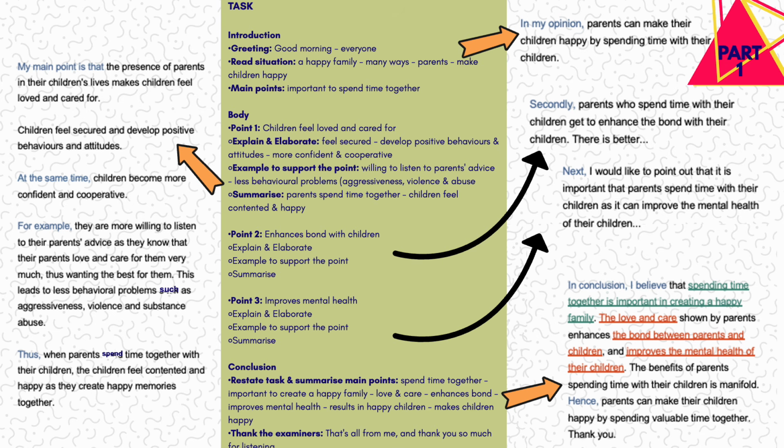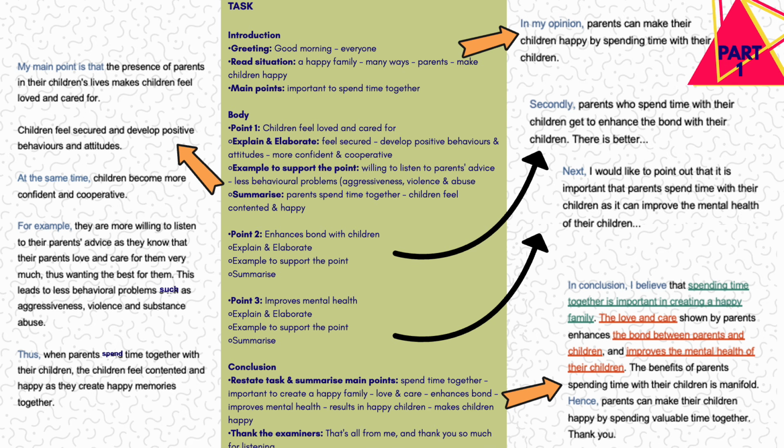Before you move on to the next part to talk about a new point, you summarize everything for this paragraph first. Thus, when parents spend time together with their children, the children feel contented and happy as they create happy families, happy memories together. And move on to the next part. Secondly, parents who spend time with their children get to enhance the bond with their children. So this is your second point. Then you continue to give elaborations and also give examples. Do the same for the third point as well.